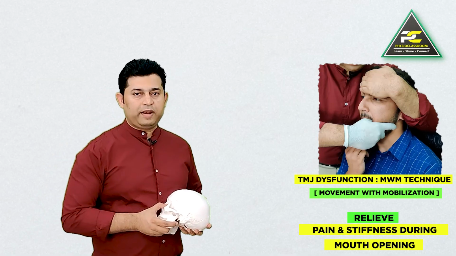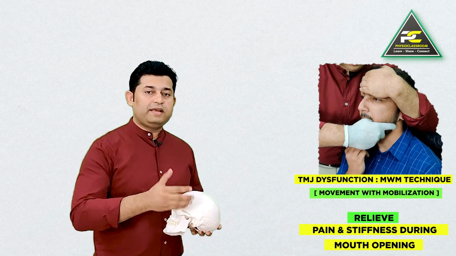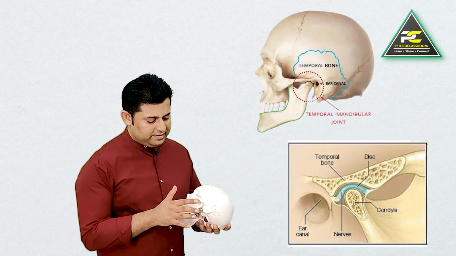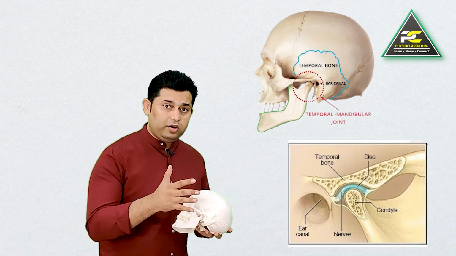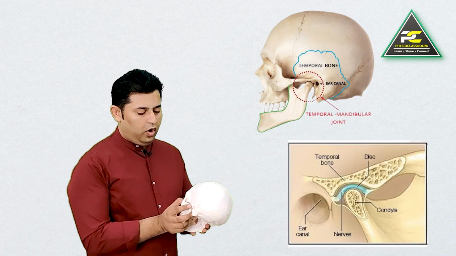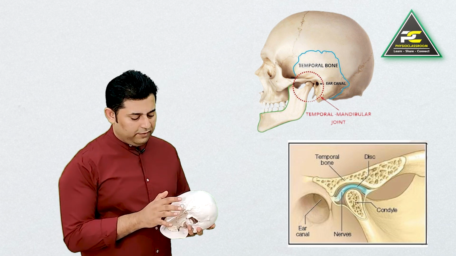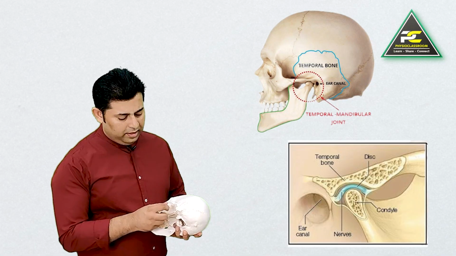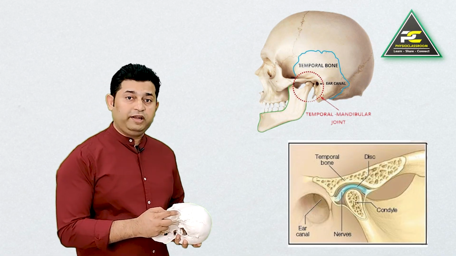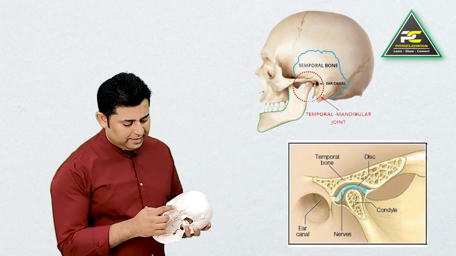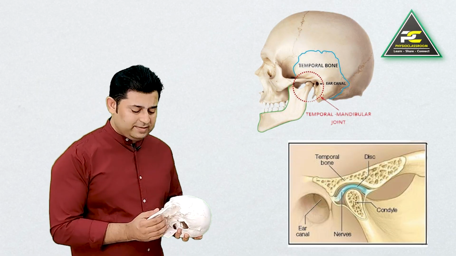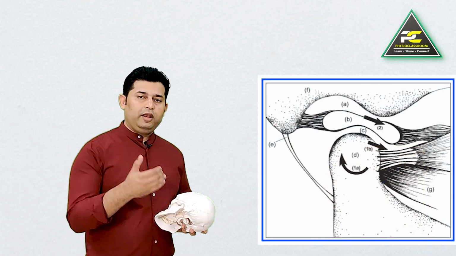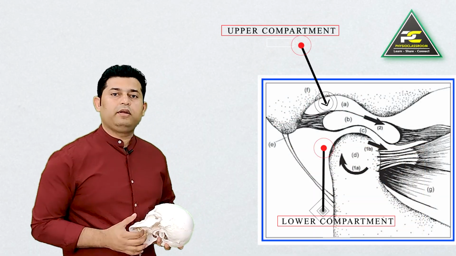Now, before we start with the practical demonstration of the mobilization with movement technique, a physiotherapy student must know that the temporomandibular joints are a pair of synovial joints present on each side. They are formed by the articulation of the condylar head of the mandible and the mandibular fossa of the temporal bone. The joint has an articular disc which separates it into two compartments, a lower compartment and an upper compartment.